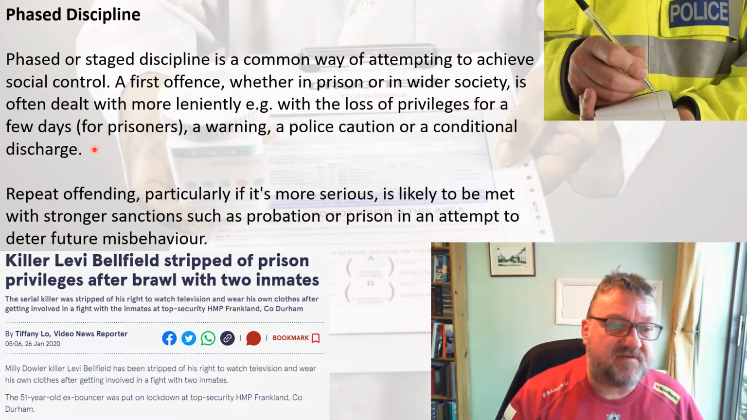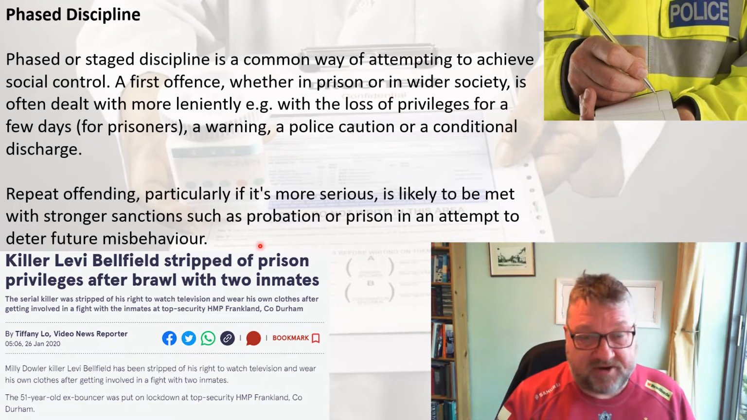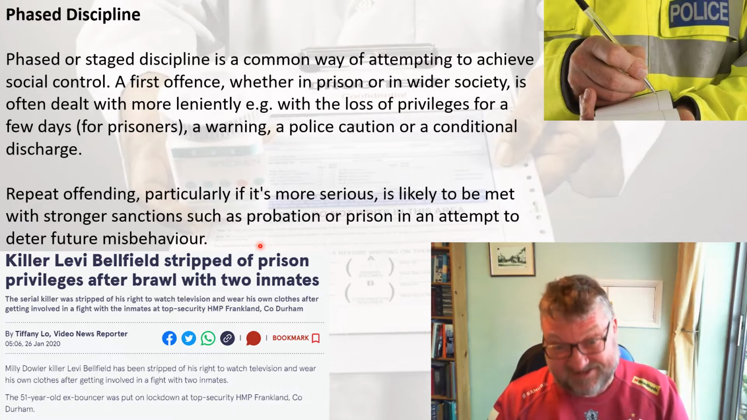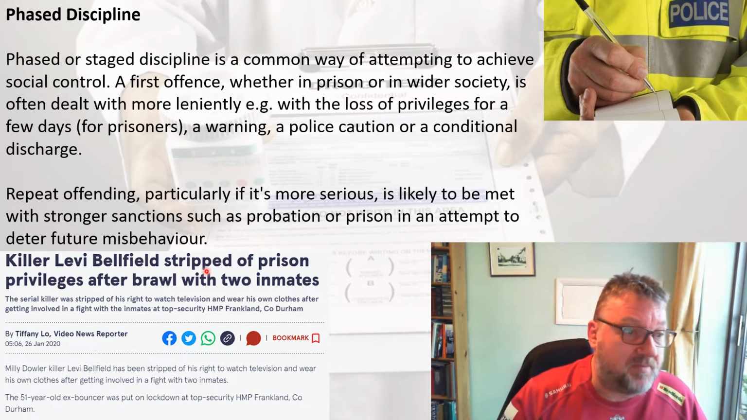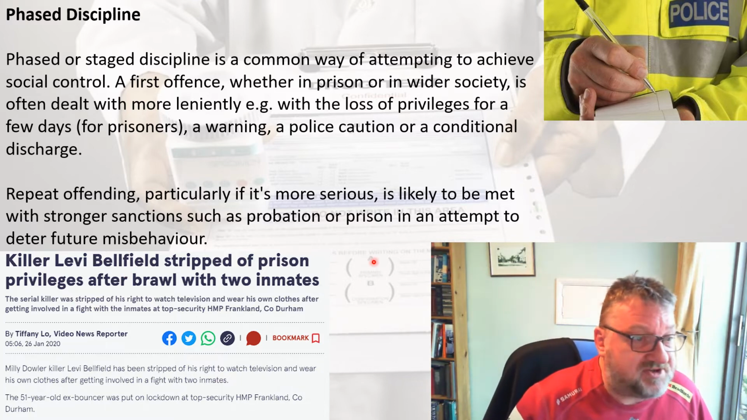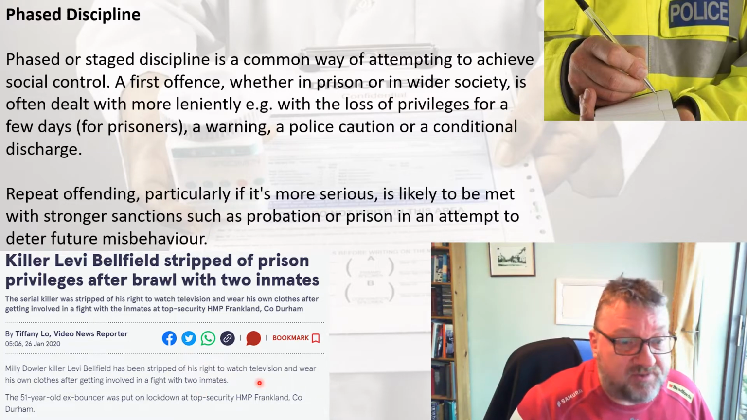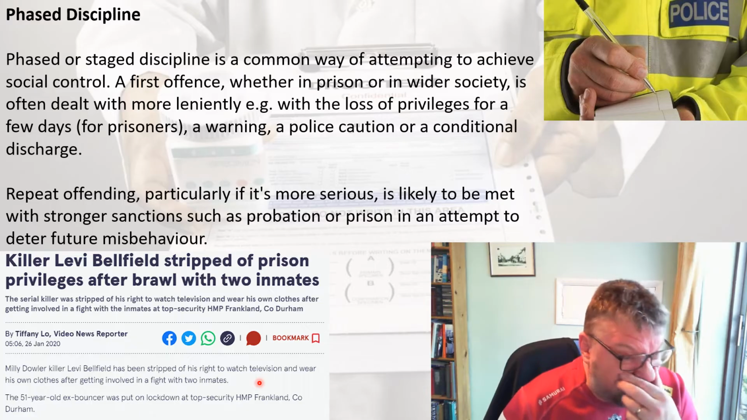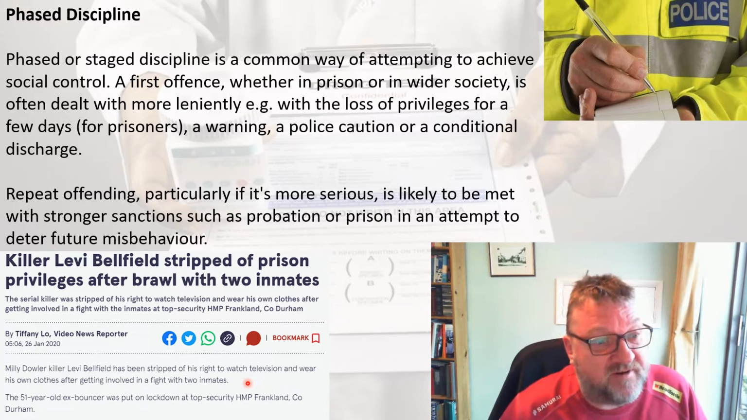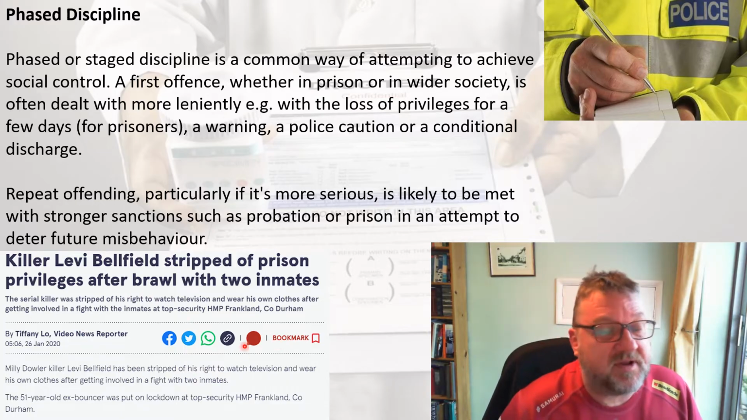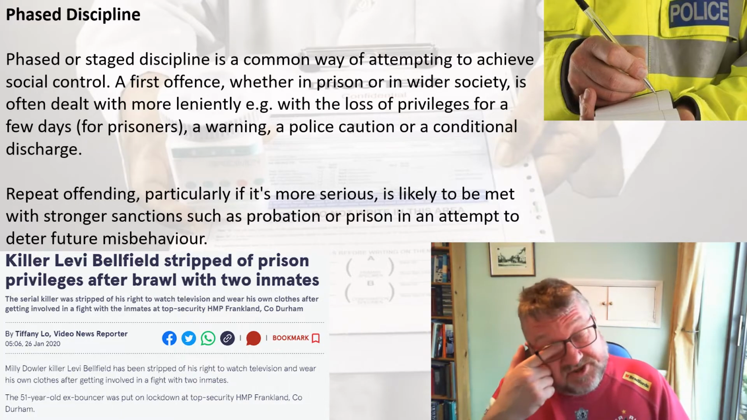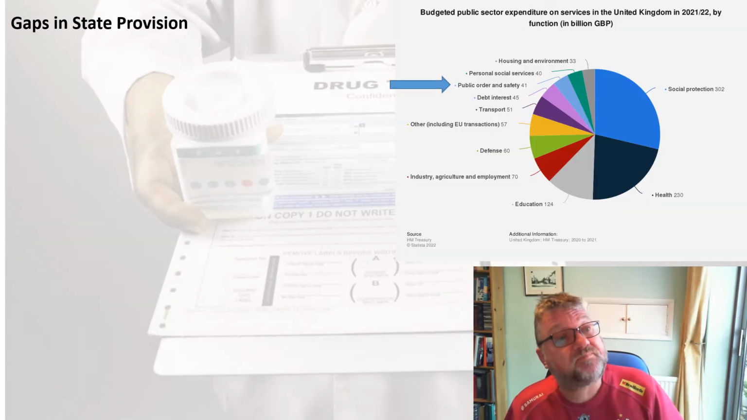So we start off softly and we get harder. So our discipline is phased. The more crime you commit, the more the punishments come. And here's an example, I dug this up from the internet: Levi Belfield, who was the killer of Millie Dowler. This paper reports that he's been stripped of his right to watch television and wear his own clothes after getting involved in a fight with 2 inmates. So there you see the example of the sort of sanctions that are given out in a prison in today's society, and phased as well.